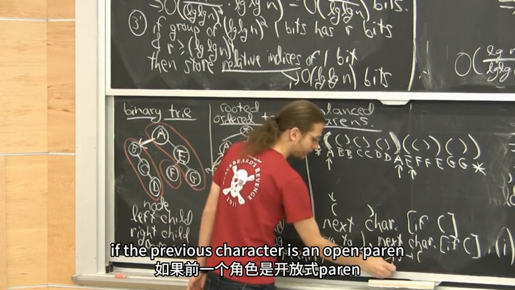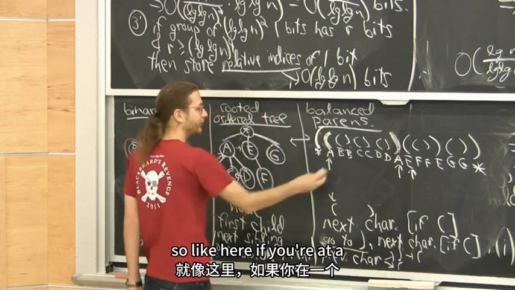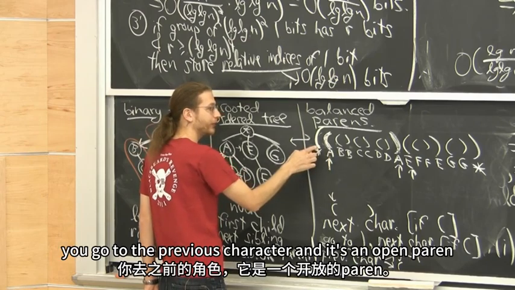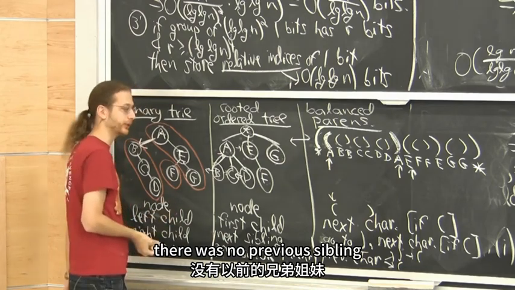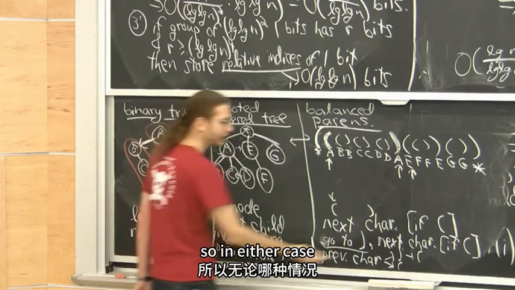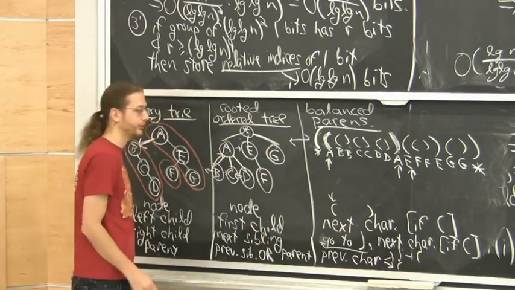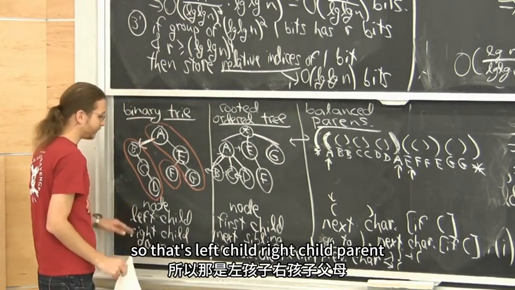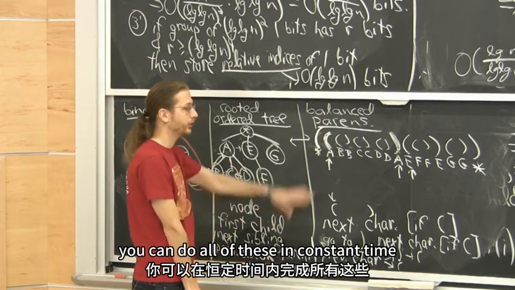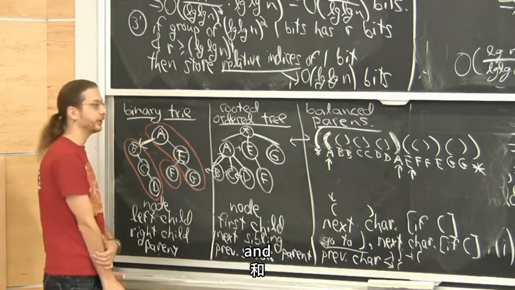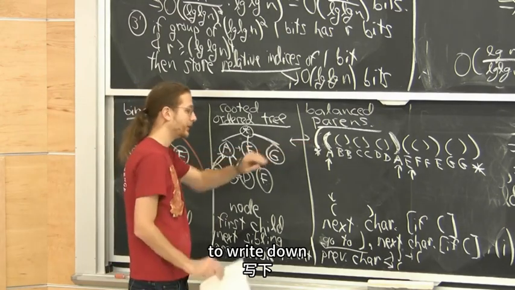If the previous character is an open paren, then you're done. That's your parent. So like here, if you're at A, you go to the previous character and it's an open paren, then you just found the parent of A. There was no previous sibling. So in either case, you end up with an open paren corresponding to either your previous sibling or your parent. So that's left child, right child, parent. If you have this matching paren operation, you can do all of these in constant time, and little o of n space beyond the 2n bits to write down that bit string.